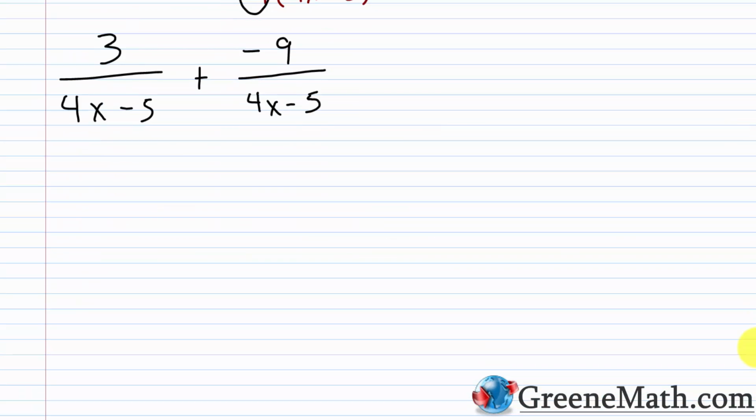Okay, so now I have a common denominator, and all I need to do is add. 3 plus negative 9 is negative 6. So what I get here is negative 6 over 4x minus 5. Very minimal work. And you can see there's nothing that I could do to cancel anything. So that's my simplified answer. Again, negative 6 over 4x minus 5.